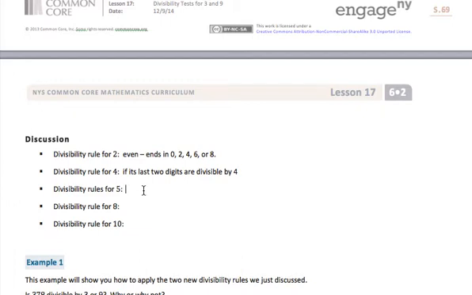Divisibility rule for 5, and we know that one is if it ends in 5 or 0. That's an easy one. The divisibility rule for 8 is if its last 3 digits are divisible by 8. And finally, maybe the easiest of all, divisibility by 10 is if it ends in 0.